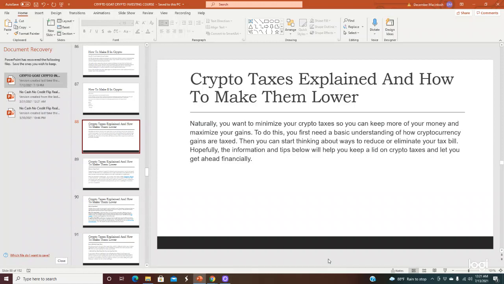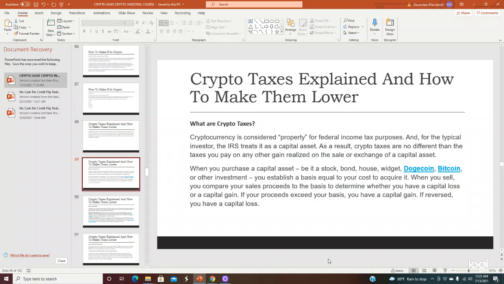So naturally, you want to minimize your crypto taxes so you can keep more of your money and maximize your gains. To do this, first you need a basic understanding of how cryptocurrency gains are taxed. Then you can start thinking about ways to reduce or eliminate your tax bill. Hopefully the information and tips below will help you keep a lid on crypto taxes and let you get ahead financially. So, take this information into account.